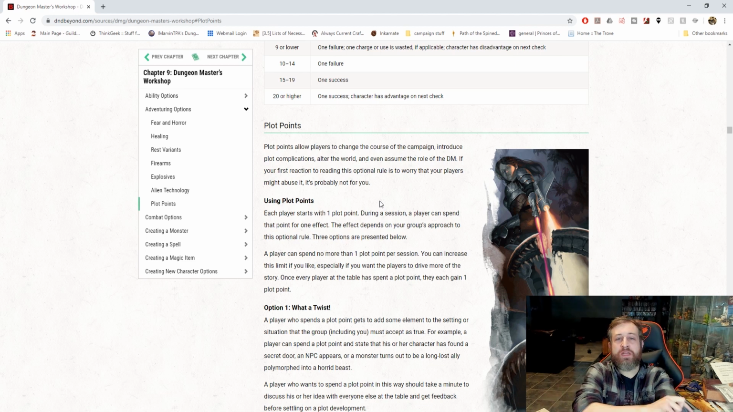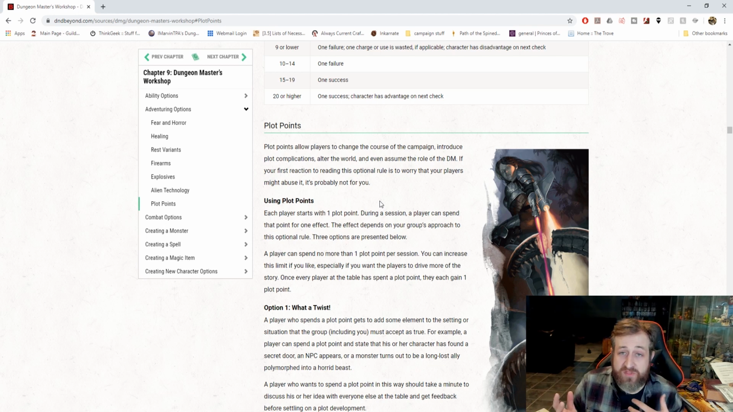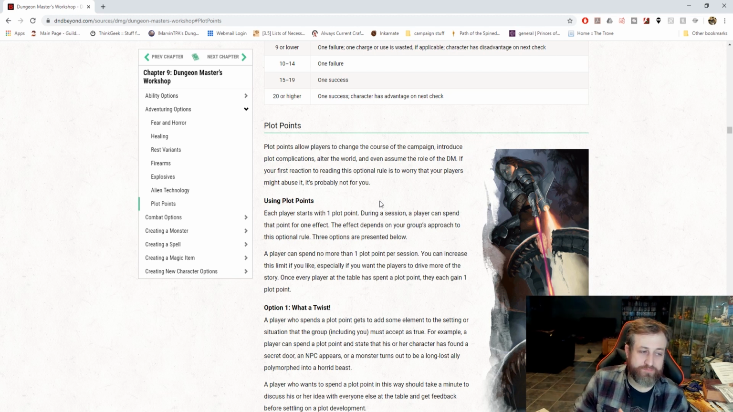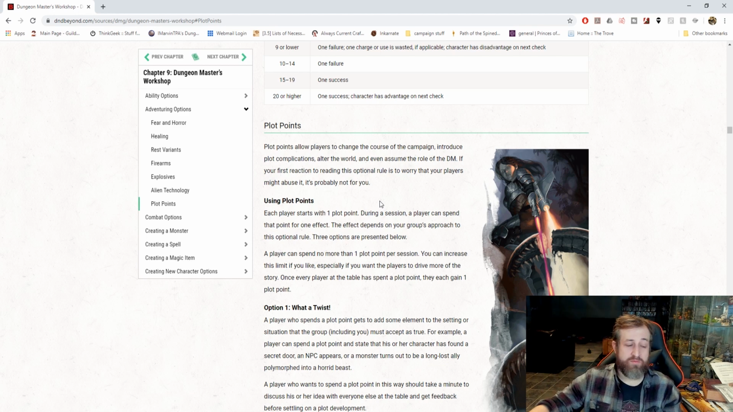Everybody gets a plot point. Each player starts with a plot point. During a session, a player can spend a point to cause an effect to happen. The effect depends on how you look at it, and we'll talk about those. There's 3 options. Obviously, you can make up additional options, and if you've seen or experienced any other options yourself, please tell me in the comments. A player can spend no more than 1 plot point per session. You can increase the limit if you like, but they're suggesting only 1. And once every player at the table has spent a plot point, then you get 1 back. There's no other way to gain additional plot points.